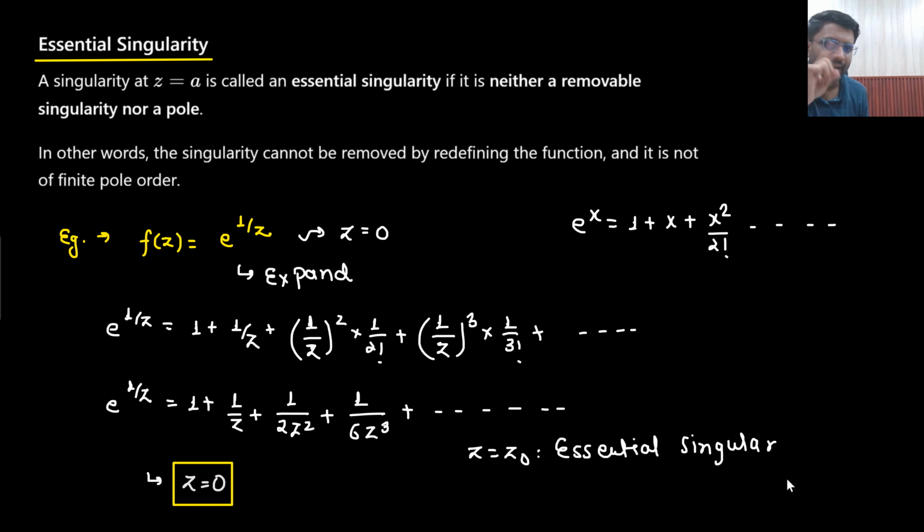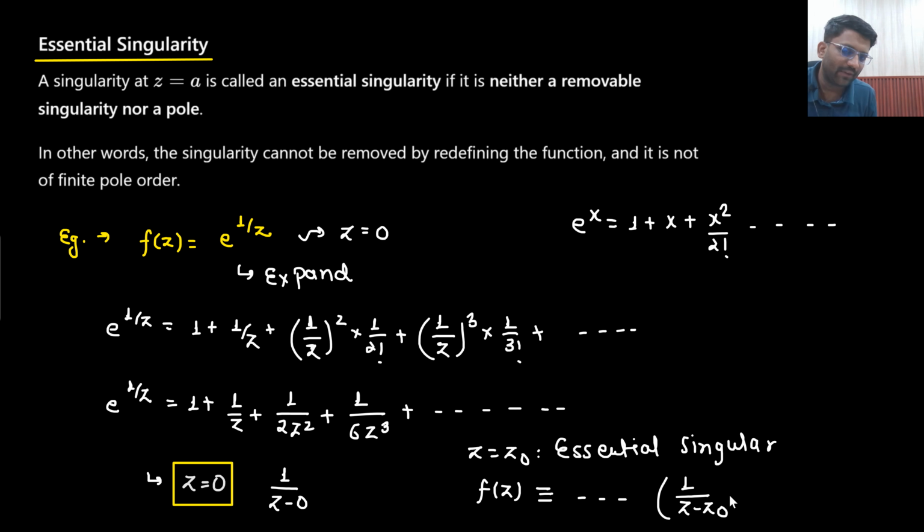if in the expansion of f of z, you find the power of 1 upon z minus z naught. Here I am saying z equals 0 is the singularity. That means I need to see the power of 1 upon z minus 0. Is the power of this particular function tending to infinity or not?